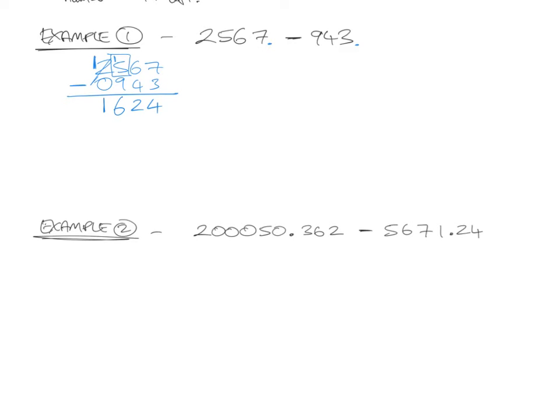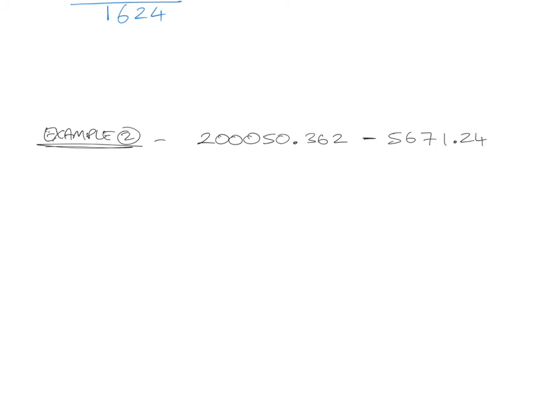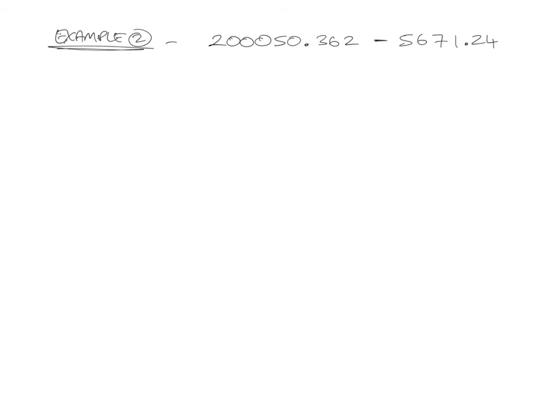All good. Now let's try an example where I'm trying to make it deliberately dodgy. Okay, so we got decimals here and we got a lot of zeros, so we're going to have to use that technique where you're skipping over columns. So 200,050.362. So we have decimals here, so we need to line up the decimals on top of each other. 5671.24, answer line, minus. You can add zeros to these numbers if you want, so they line up. I'll just do that now.